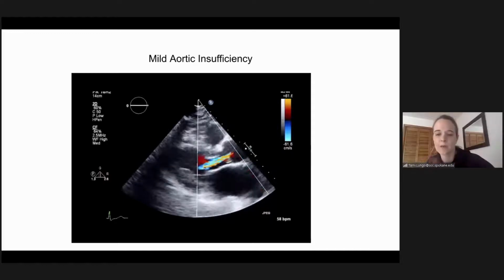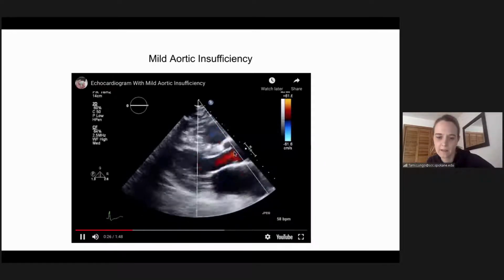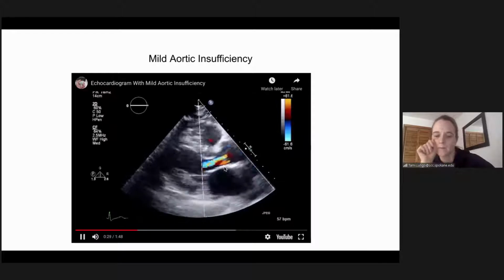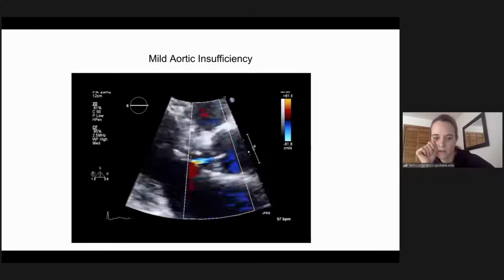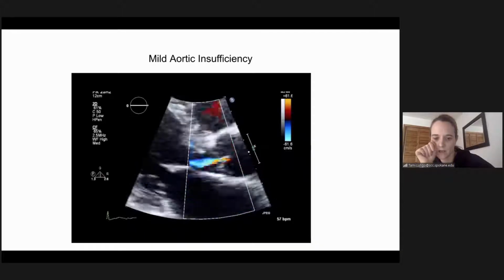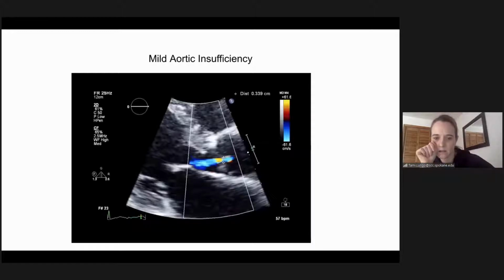So see the blue going away right here? That's AI. Again, I would take that color box and bring it more into the ventricle to see how far back it's going, but they're going to do a vena contracta right there, neck to neck.